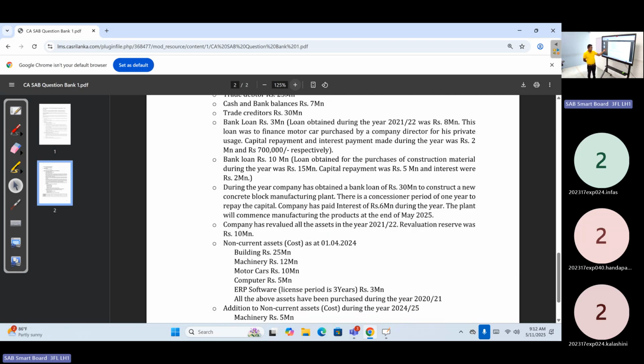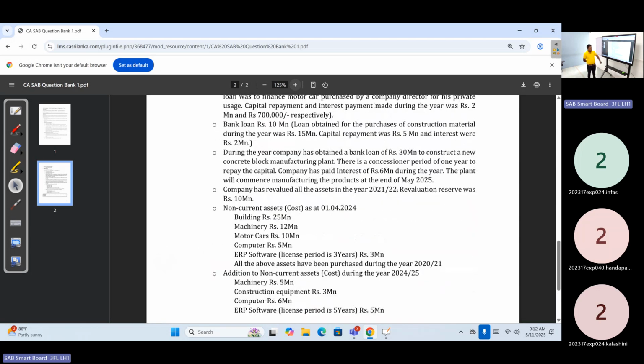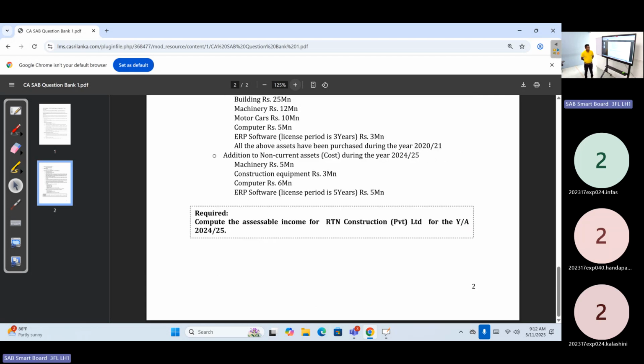So non-current assets as at 1/4/2024: that is cost, opening balance. And additions to non-current assets, that is, during the year they have purchased something, and the remaining as of March 2025. Thereafter it says compute the assessable income for RTN Construction Private Limited for the year of assessment 24-25. We'll see how to work out that one.